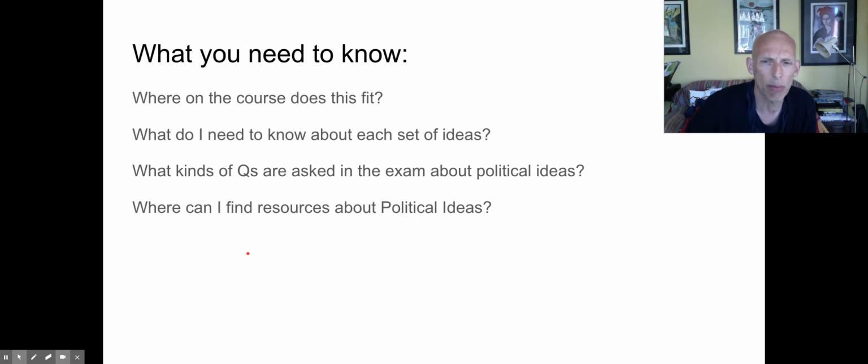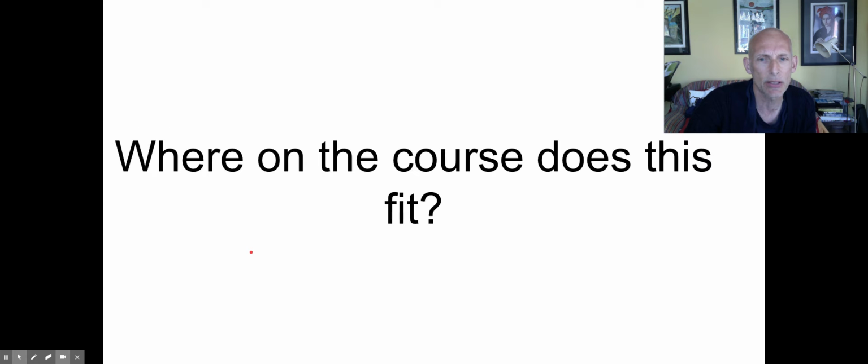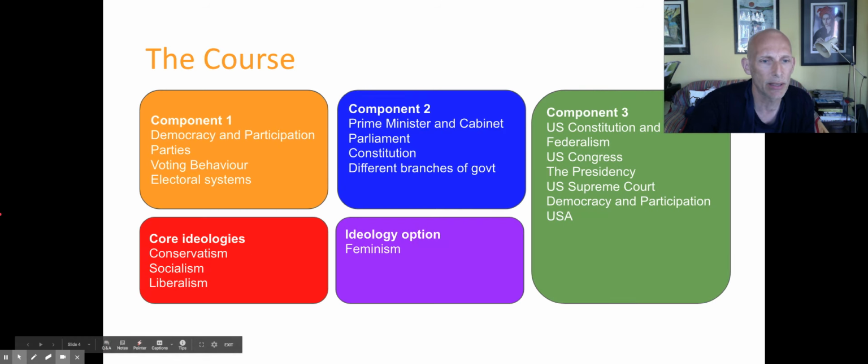That's the thing that most people want to know when they think about this, because it doesn't fit in with Parliament and Prime Minister and topics which cover the current news as it happens. Instead, it's more like a history of political ideas bit. And it's in two parts. Here you can see the second part of paper one.